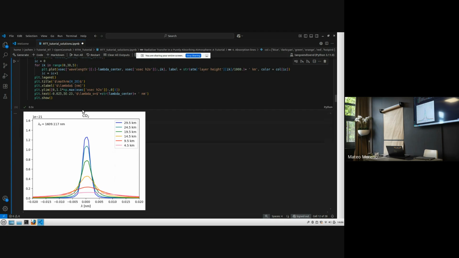Okay, I think we can go on. You actually see multiple lines, and you want to focus on one line, so you need to make your wavelength range much smaller. That's all.